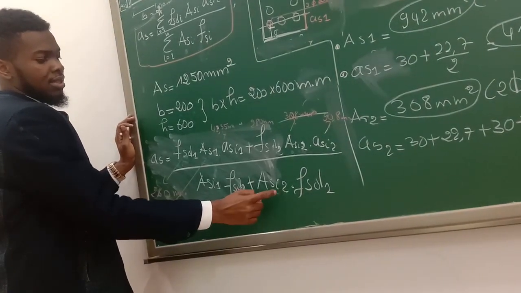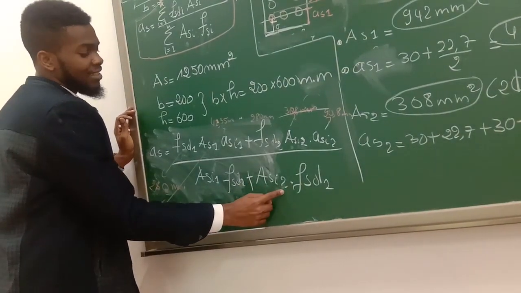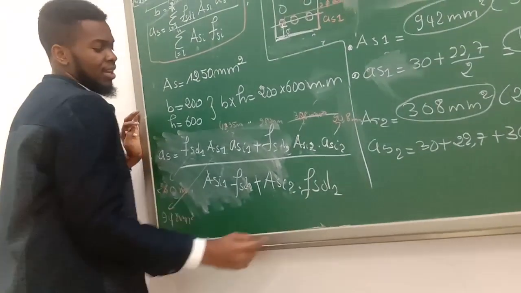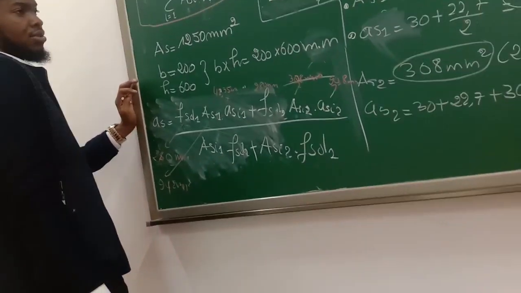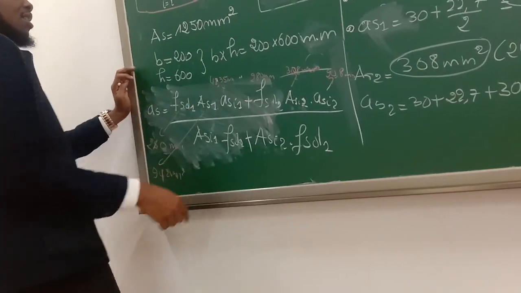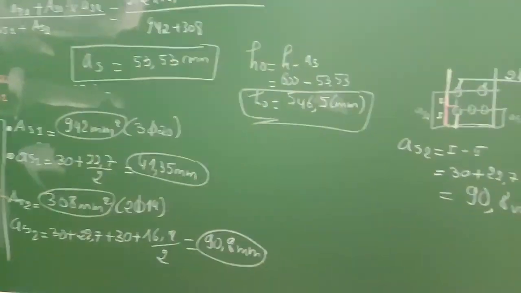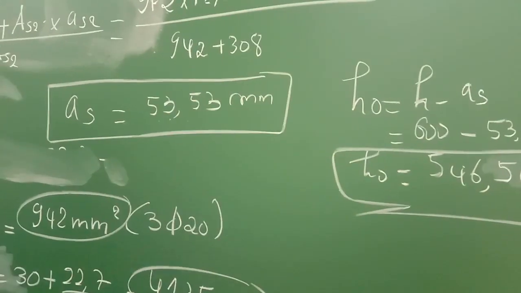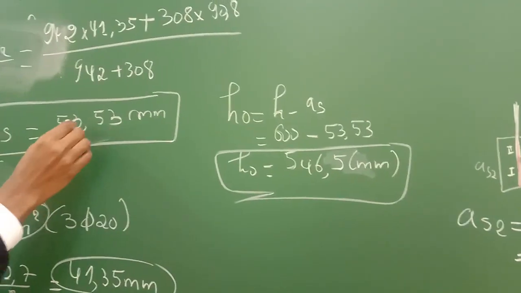AS2 is the cross section of the second line steel, the second bar steel. And then we have also the tensile strength of it. So when we have it, we just calculate everything. When we put together, we check, and then we find the answer. The answer will be this one: 53.53 millimeters.